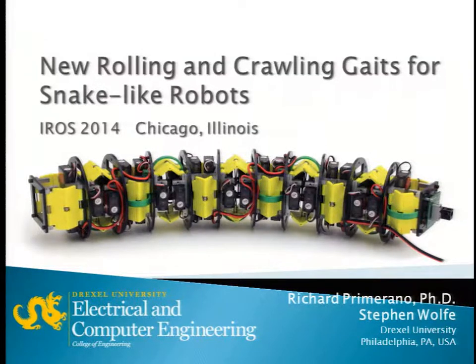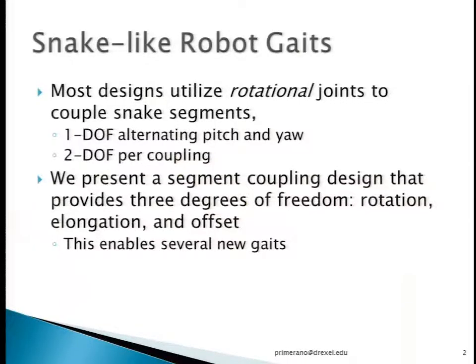Today I'll be presenting some work that we've done toward the development of new rolling and crawling gaits for snake-like robots. If you're familiar with snake-like robots, a common kinematic structure is a series of rigid segments coupled through rotational joints. These might be single degree of freedom rotational joints or 2-degree rotational joints. What we're presenting here is a new coupling structure that provides 3 degrees of freedom per segment.